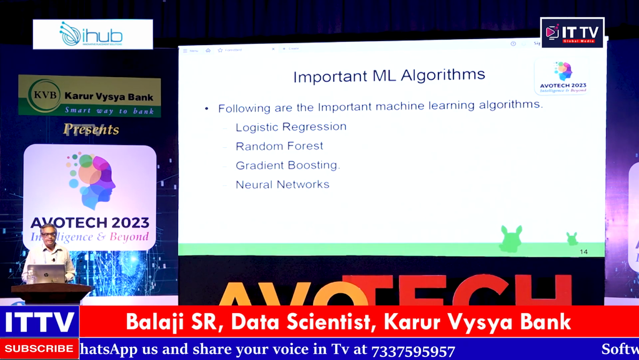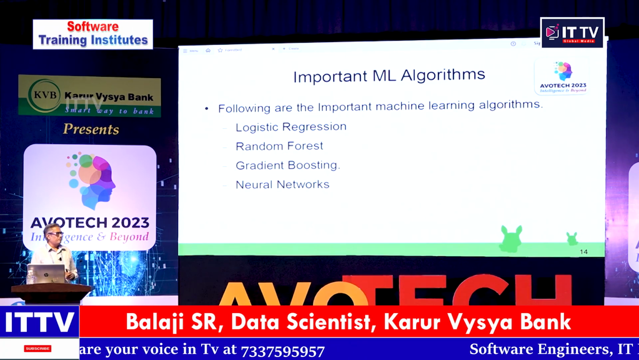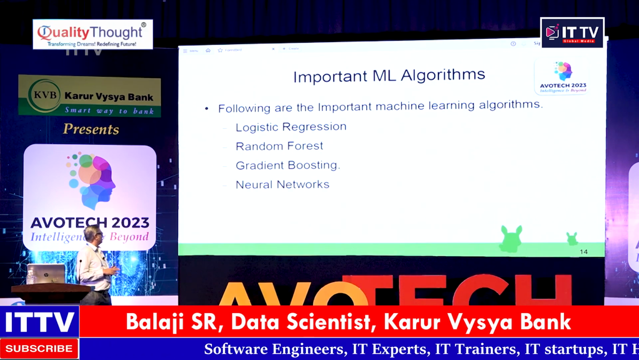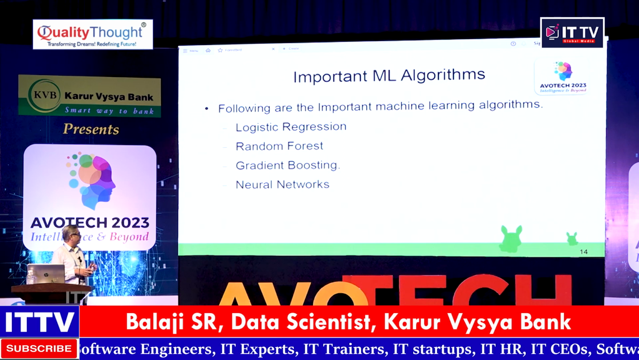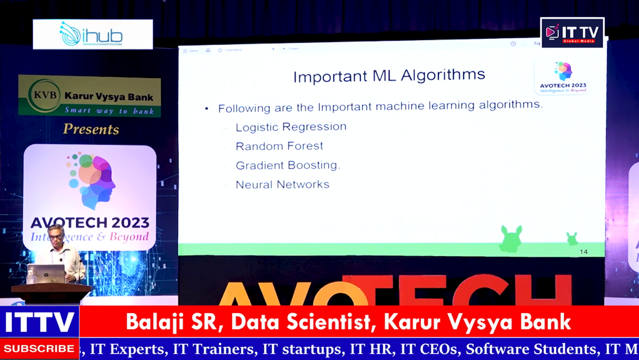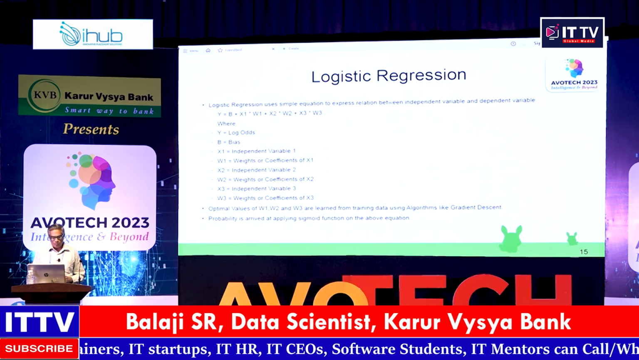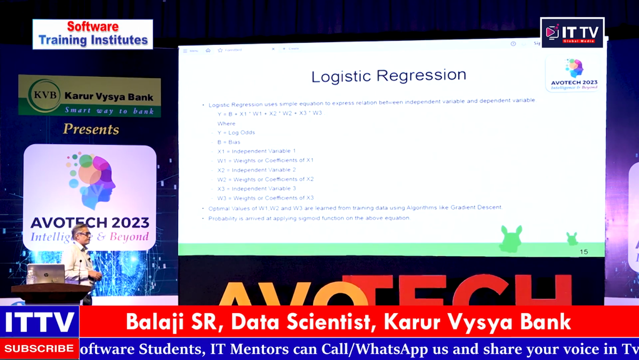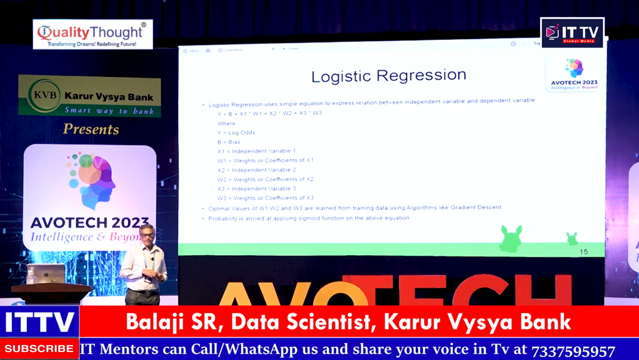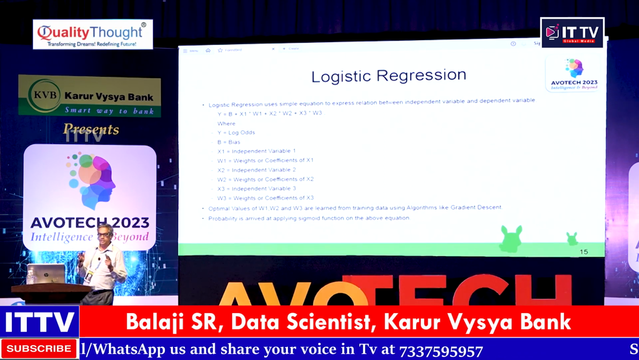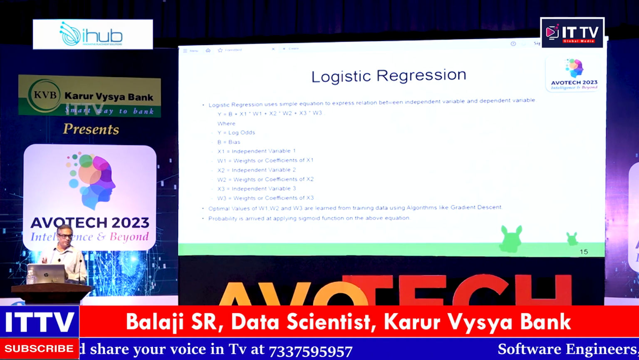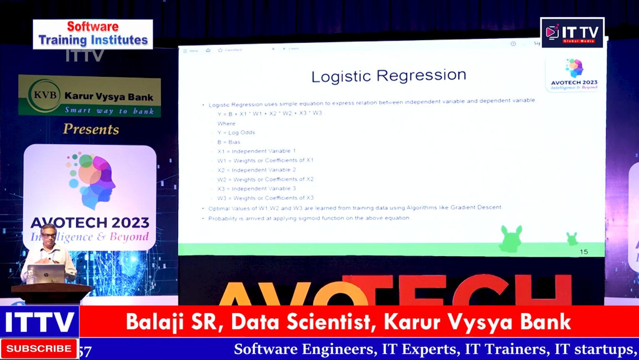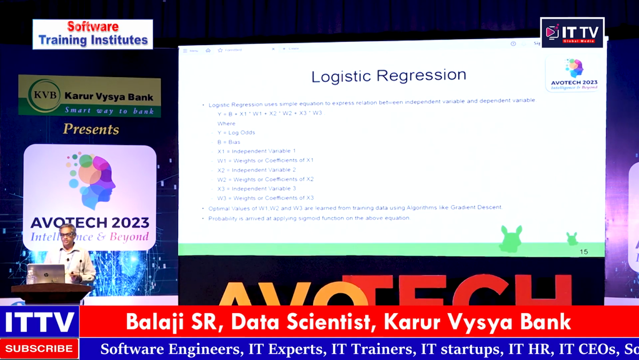So these are the important ML algorithms used in various sectors, especially in banking. We have logistic regression, random forest, gradient boosting, and neural networks. So what is logistic regression? Logistic regression tries to draw a line. So it will consider the problem space. It will try to draw a line to discriminate between good and bad customers, or it will try to draw a line between two classes.